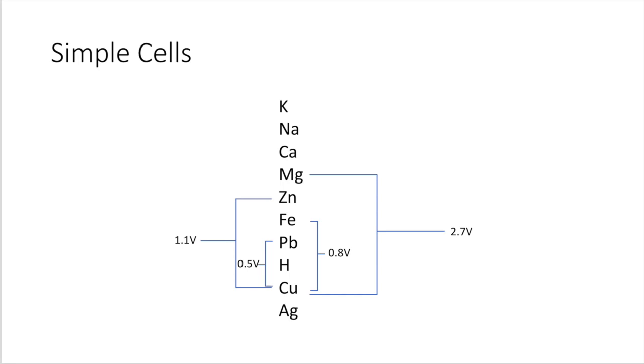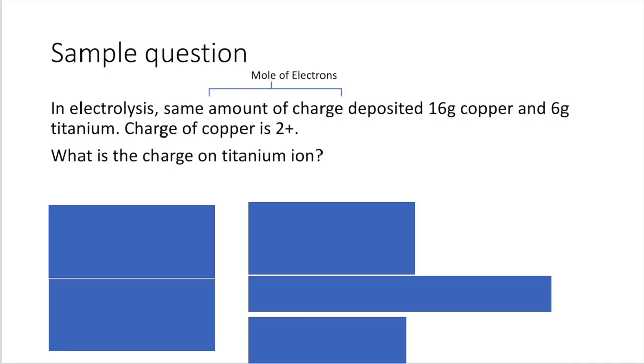One of the very interesting questions I came across will look like that. In an electrolysis experiment, the same amount of charge deposits 16 gram copper and 6 gram titanium. Charge on copper ion was 2+. They're asking for the charge of the titanium ion. So same amount of charge means the number of moles of electrons that is being provided for.